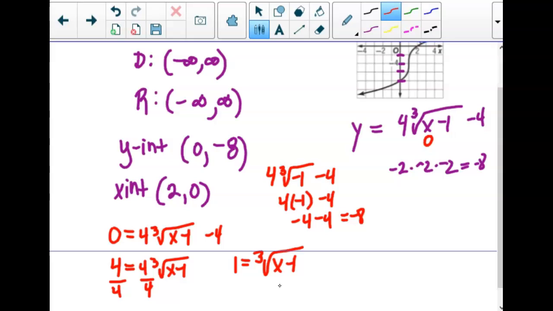I don't care if you don't write this down. How do you get rid of a cubed root? Cube both sides. So if I do this side to the third and this side to the third, I would just get 1 equals x minus 1, and I'd get x equals 2, and that's what we said here. All right. You're not going to have to do a lot of crazy algebraic stuff today. That was just an example.